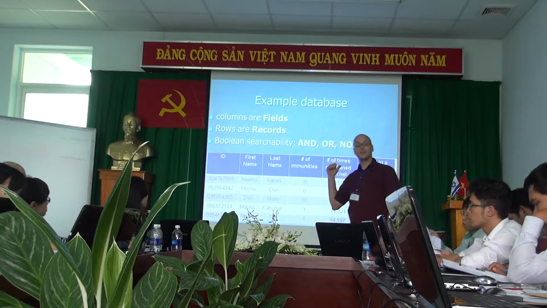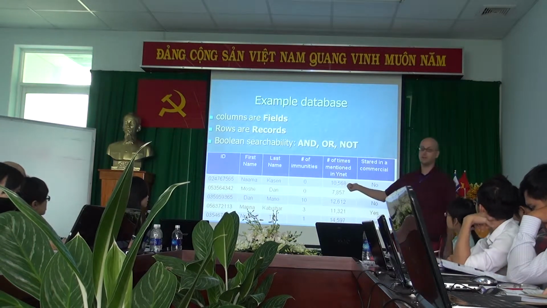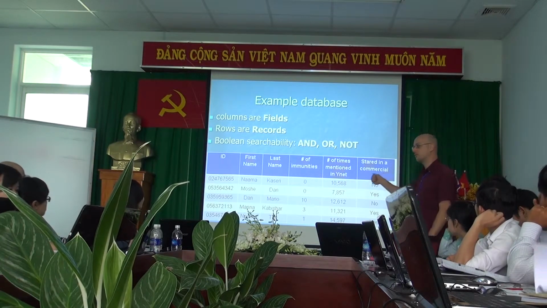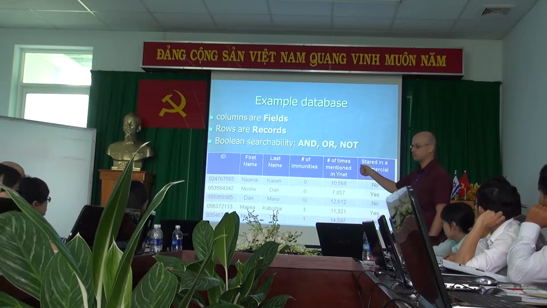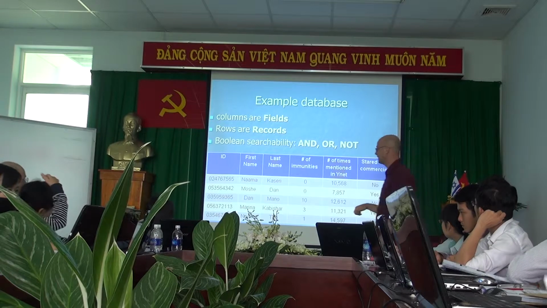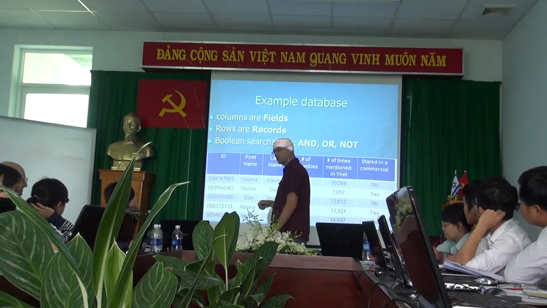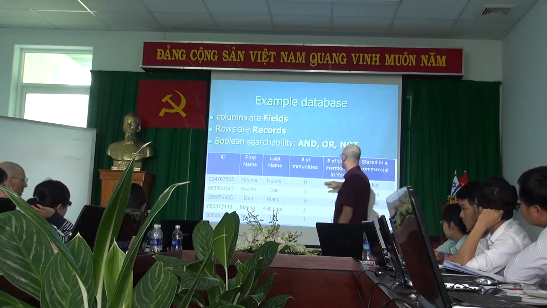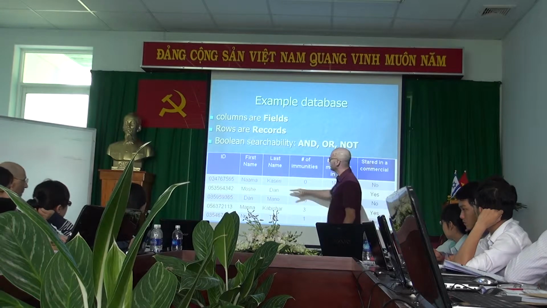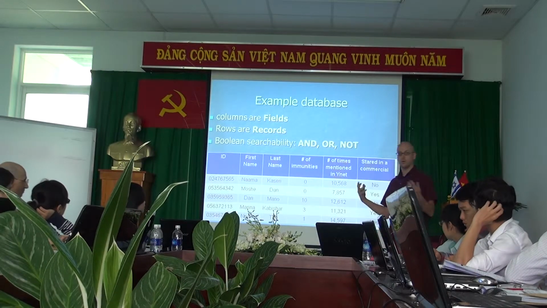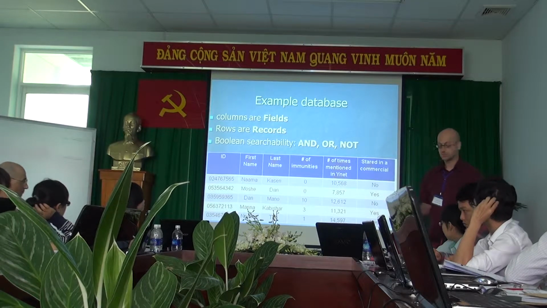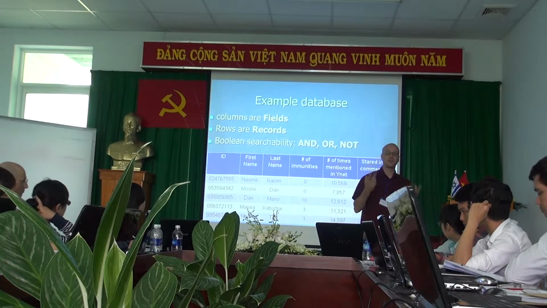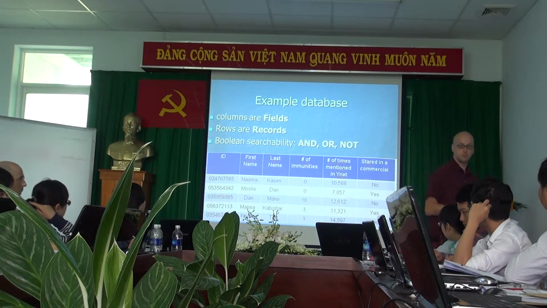So, this is an example of a database. This is a database of people who are in the Israeli version of the television show Survivor. Okay? Never mind. Do you have that show here? No. Okay. So, each one of the rows, we have 5 rows. Each row is a record, a different person, and each column is a field, a different thing about that person.